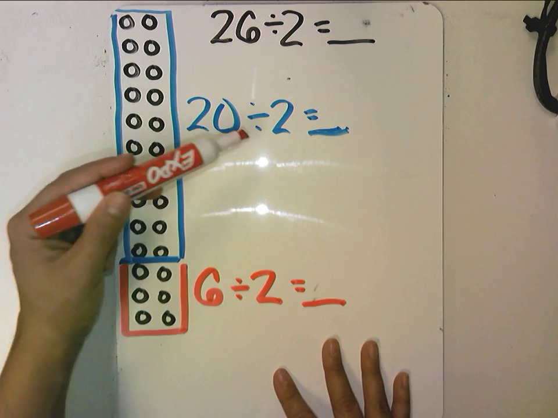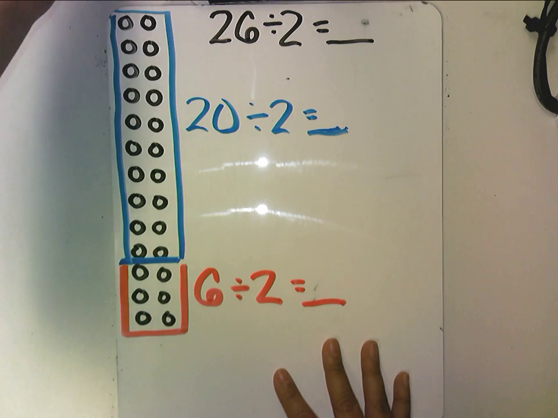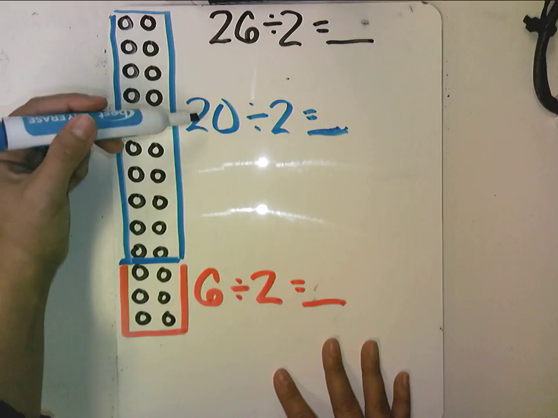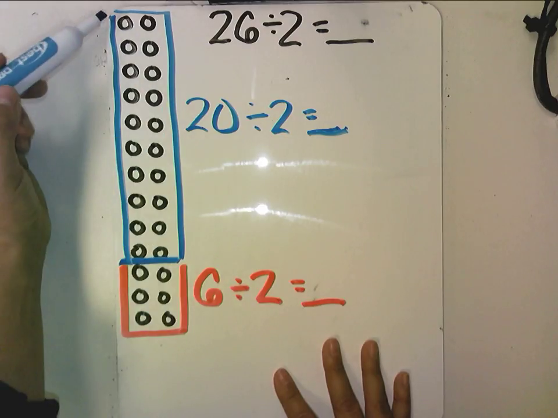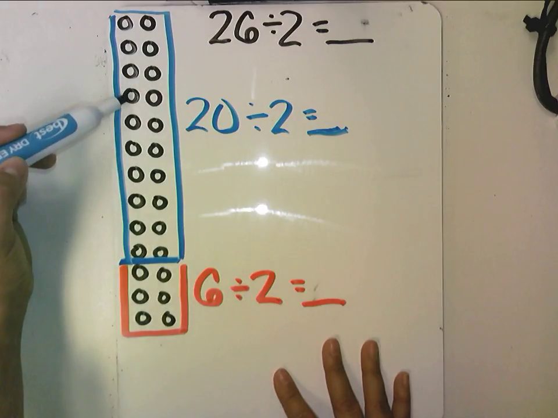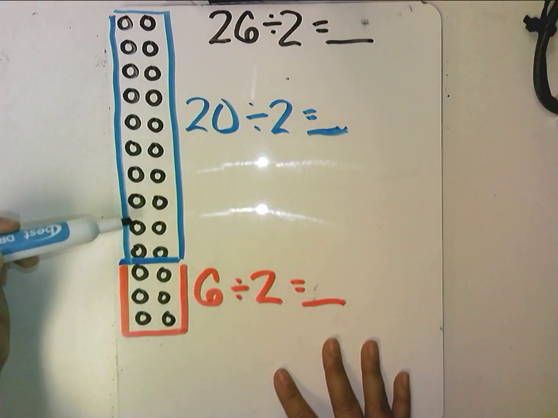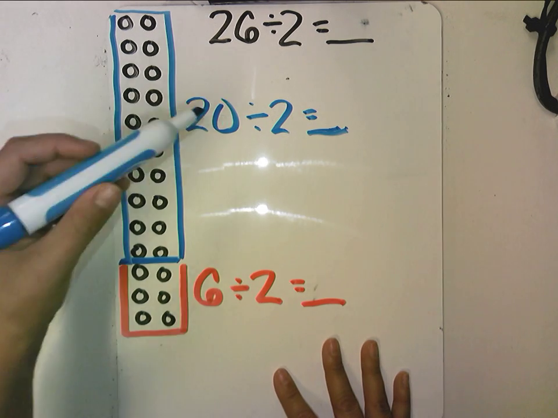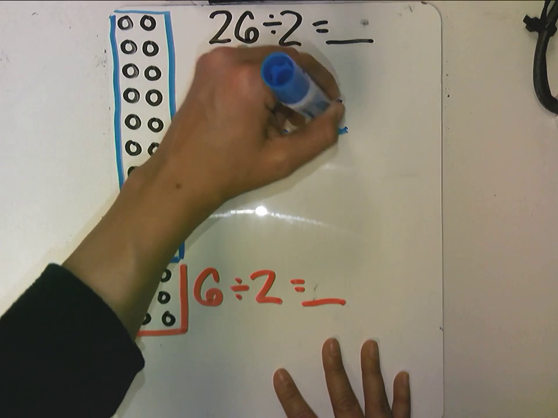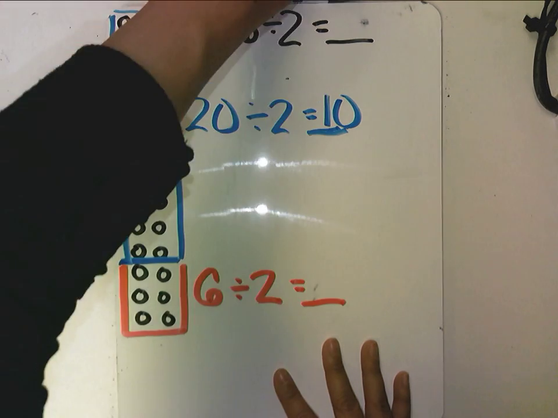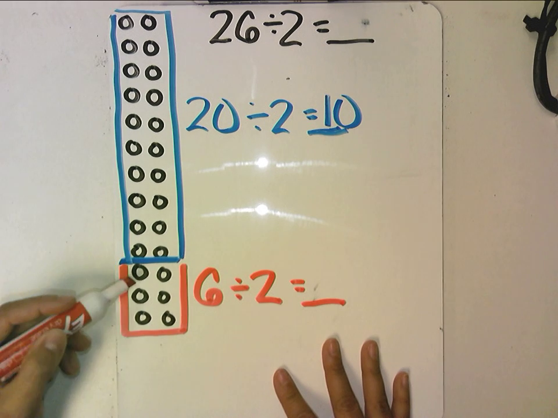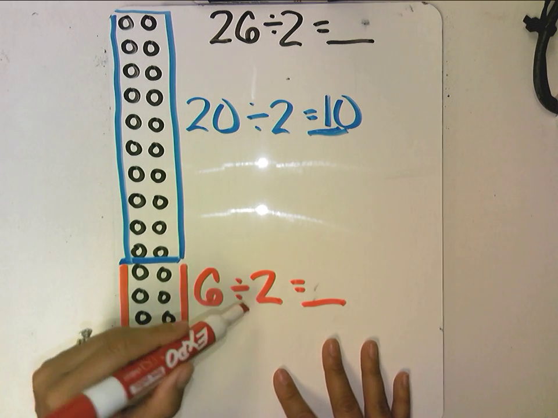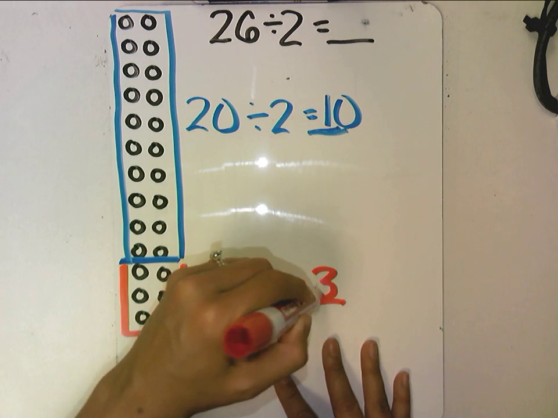So 20 divided by 2, we know that's 10 because we're just breaking 20 in half. So there's 1, 2, 3, 4, 5, 6, 7, 8, 9, 10 rows. So we know 20 divided by 2 is 10. How many rows are down here? 1, 2, 3. 6 divided by 2 is 3.